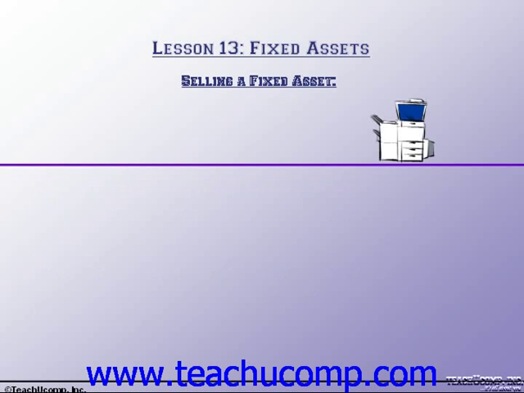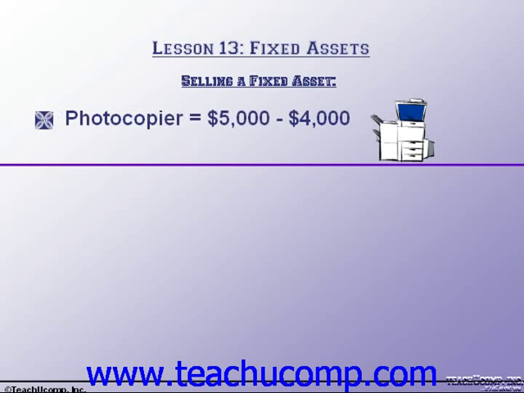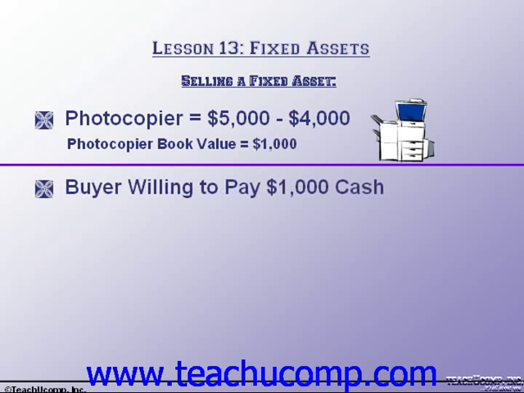Let's look at an example of selling a fixed asset and the associated journal entries that could occur based on whether there is a gain, loss, or no gain or loss on the sale of the asset. For example, assume that you are going to dispose of a photocopier that was originally purchased for $5,000. The total accumulated depreciation on the asset as of the sale is $4,000. That gives you a book value of $1,000. For the first example, assume that you have a buyer who is willing to pay you $1,000 for the photocopier. When you subtract this amount from the book value, you will have no gain or loss on the sale of the asset.